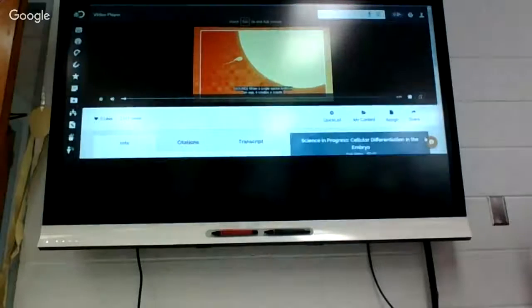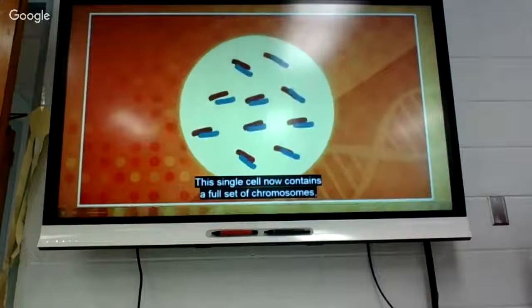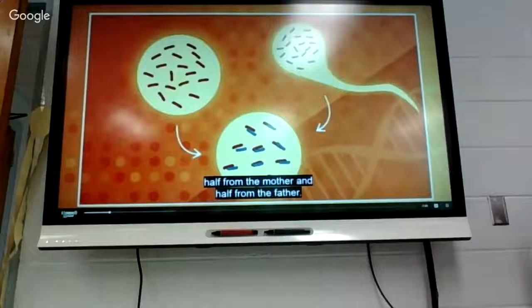When a single sperm fertilizes an egg, it creates a zygote. A single cell now contains a full set of chromosomes, half from the mother and half from the father.